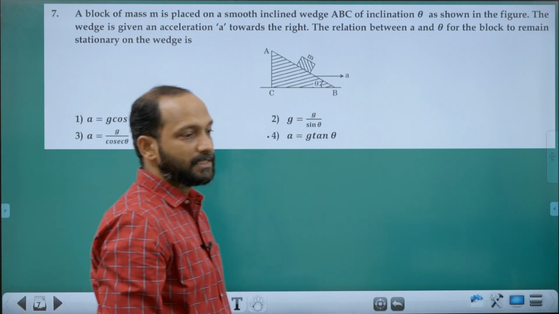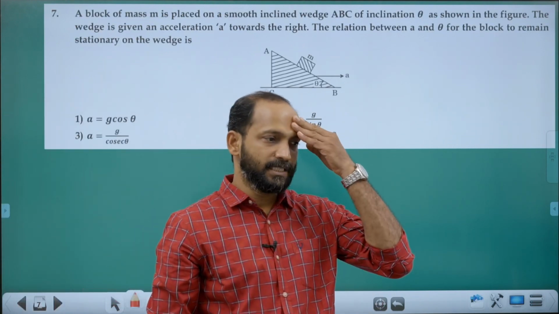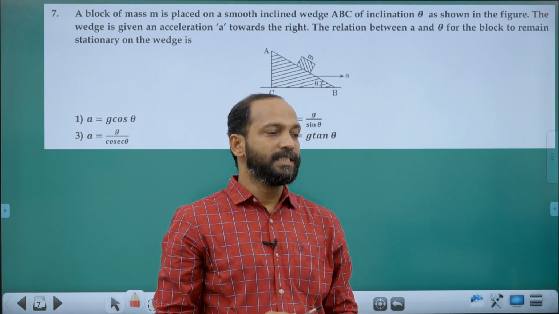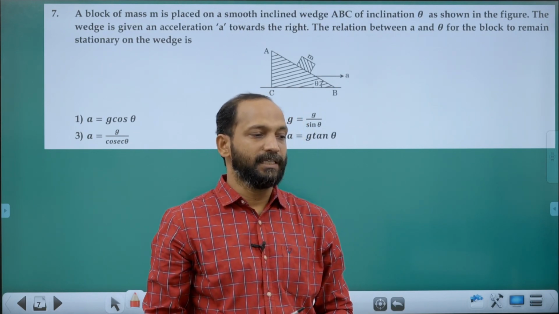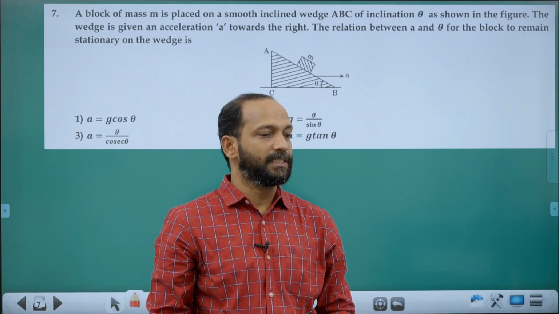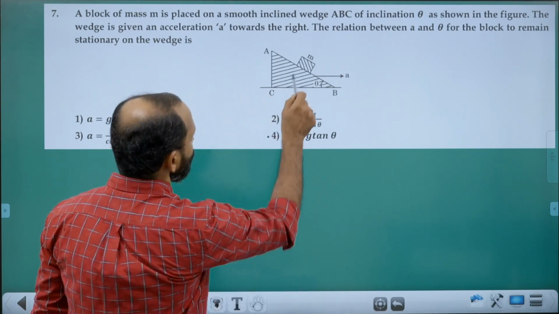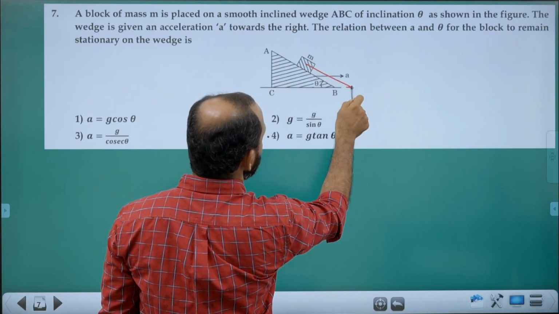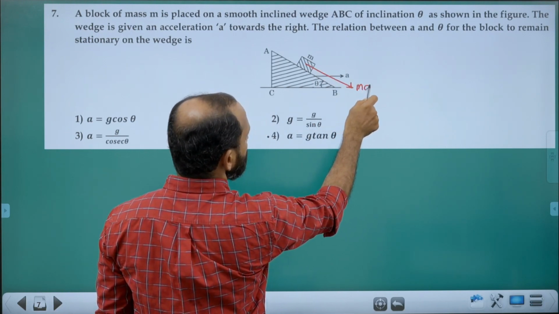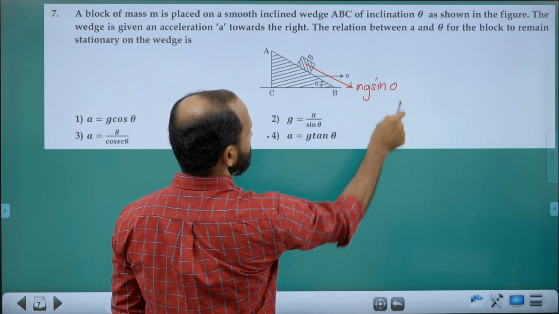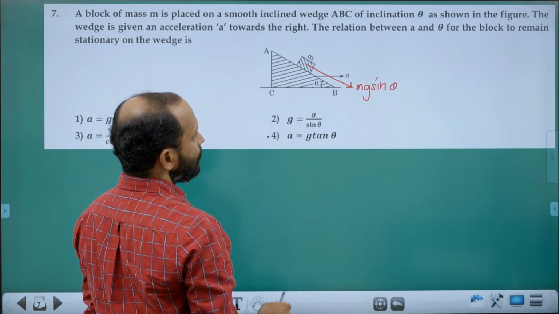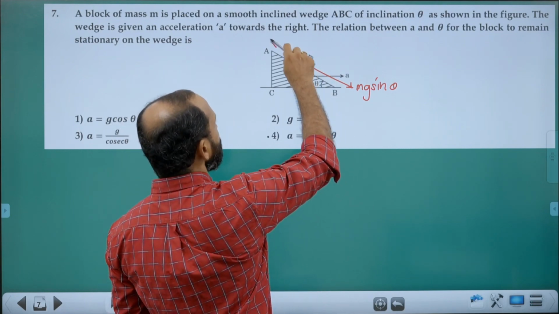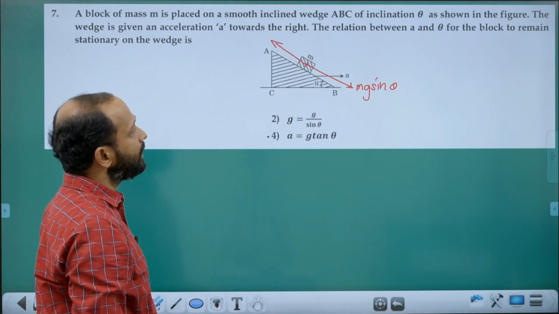A block of mass m is placed on a smooth wedge ABC. It is smooth, important. Inclination theta. Wedge is given an acceleration a towards right. Find the relation between a and theta for the block to remain stationary. For this block to remain stationary, let us find out what are the forces acting on the block. The block is acted upon by mg sine theta down the plane. Now, the block is to be at rest. For that, one more force should be acting in the upward direction. We have to find out that force.